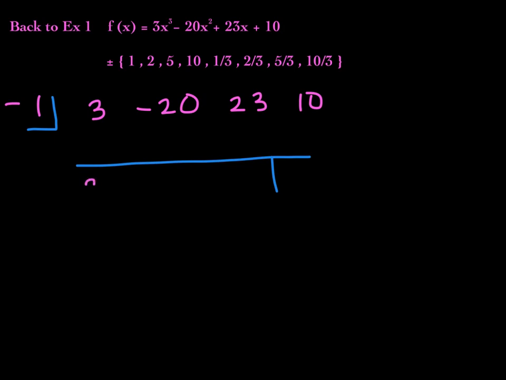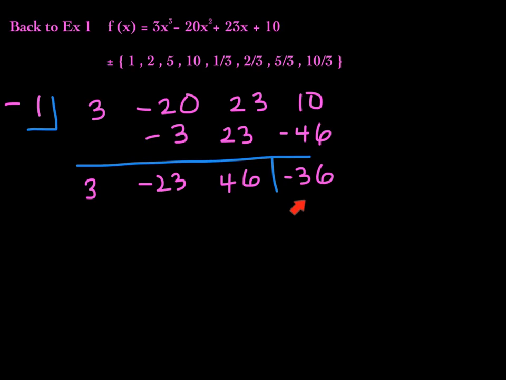Drop the 3. -1 times 3 is -3. Negative 20 plus -3 is negative 23. -1 times -23 is 23. And this is 46. I don't think this is going to work. -1 times 46 is negative 46. And this gives me negative 36. So this is not 0. Therefore, -1 is not a 0 either.